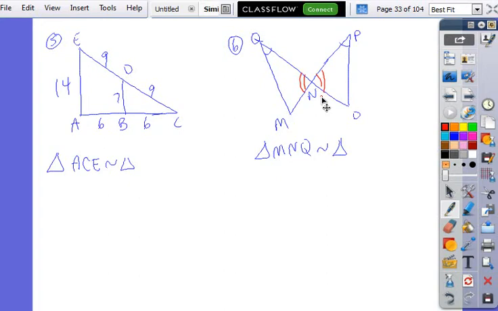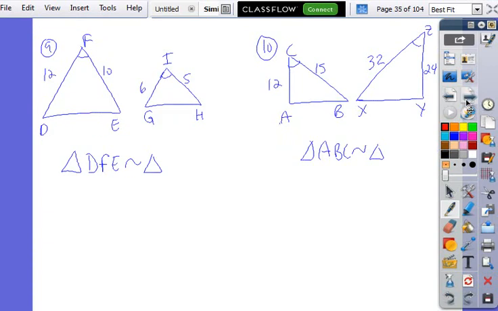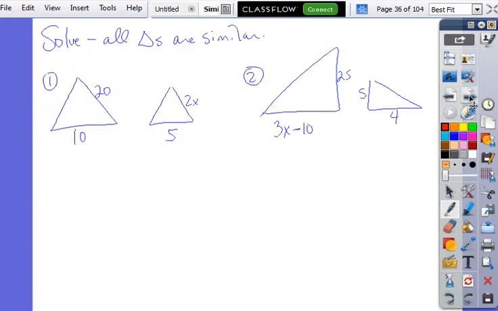That one, some I'm going to break apart. Number 9, does it work? Yes. 5 over 10 is 1 half. 6 over 12 is 1 half. Is the angle in the right spot? Yeah. So then it works and we go on. What would I do on these? It'll be 20 over 2x. Then 10 over 5. Cross multiply and divide. Same stuff we did yesterday.